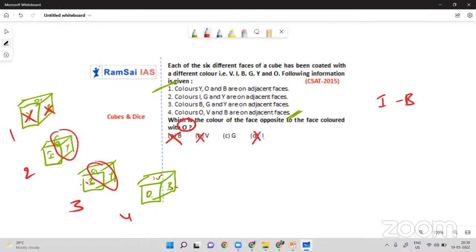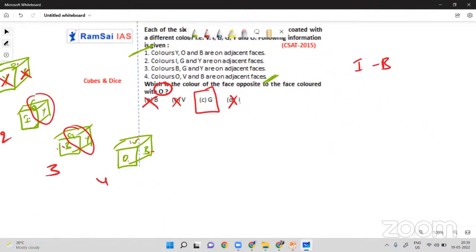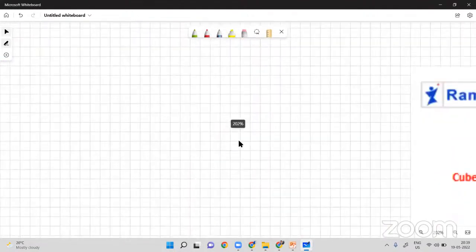Then how can I be opposite of O? Impossible, na? So the only possible answer is option C, the G, the color green. Hope it's clear for you. That is common sense we have to use here. After eliminating the first and second options, you have to use some common sense to eliminate the fourth option. Okay, hope it's very clear. If you have any doubts, you can put it in the comment box.